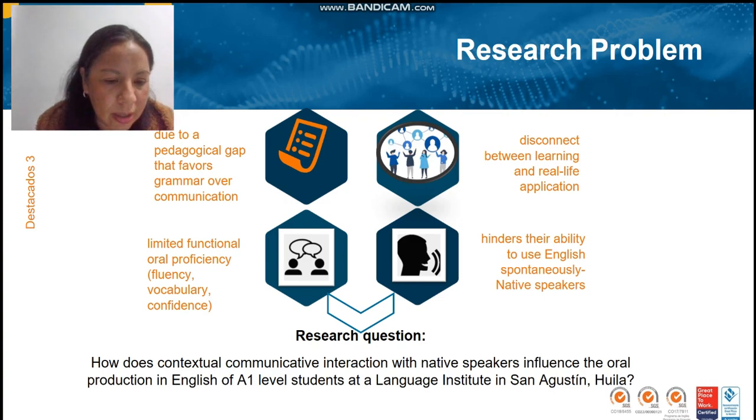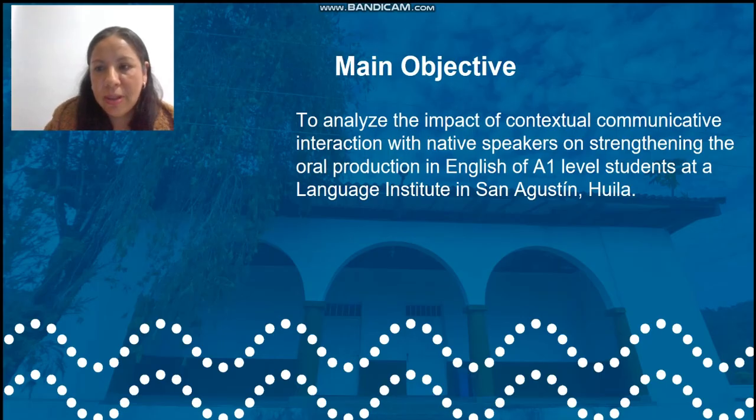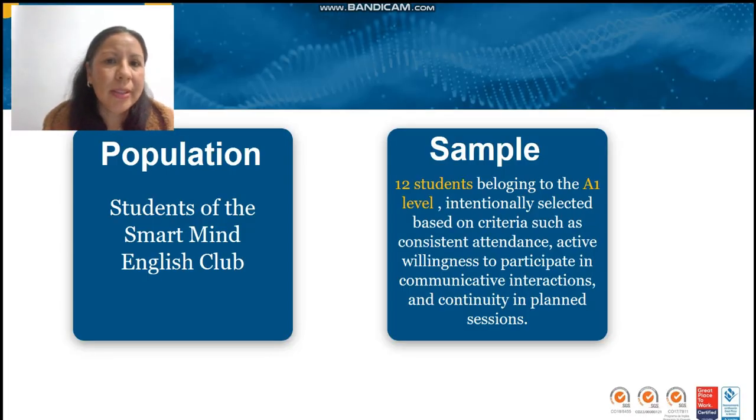oral production in English of A1 students at a language institute in St. Augustine, Huila? So the main objective is to analyze the impact of contextual communicative interaction with native speakers on strengthening the oral production in English of A1 students here in St. Augustine. The population are students of the Smart Mind English Club.